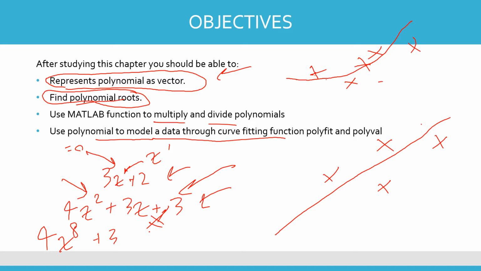That is polyfit. And polyval is basically where you insert values into the polynomial. For example, for 3x plus 2, you insert x from 0 until 10. So polyval just inserts the value into the unknown. So you will learn all four things.